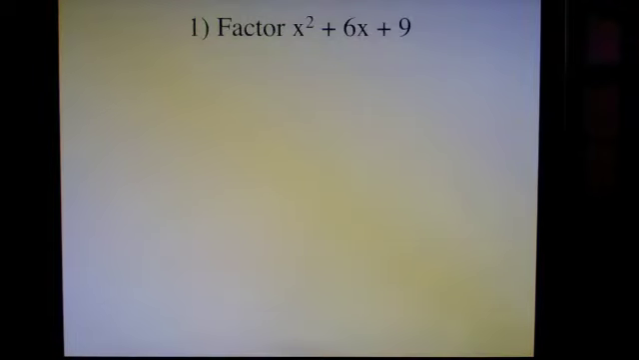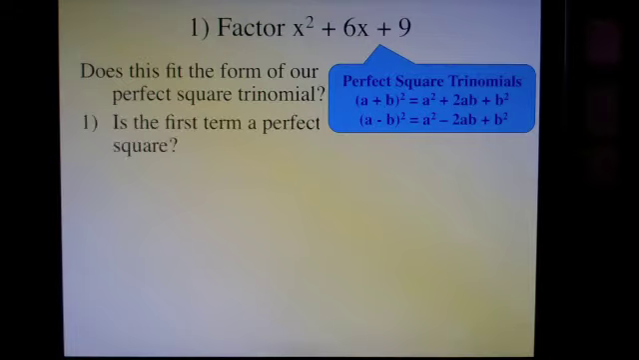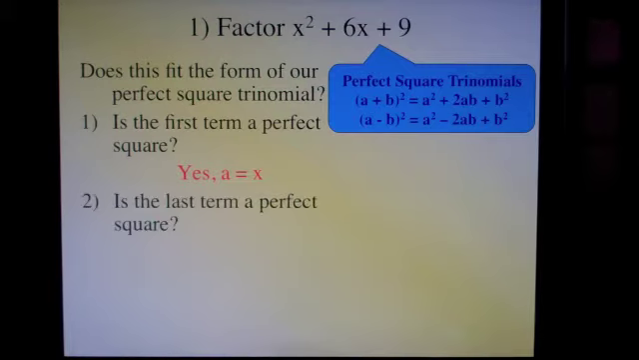Alright, now we're going to factor x squared plus 6x plus 9. First of all, we have to ask, does it fit into our perfect square trinomial? And of course, then to do that, we have to ask about each term. Is the first term a perfect square? Well, yes, x squared is the perfect square of x. And what about 9, the last term, is it a perfect square? You already know it is. It's the perfect square of 3.